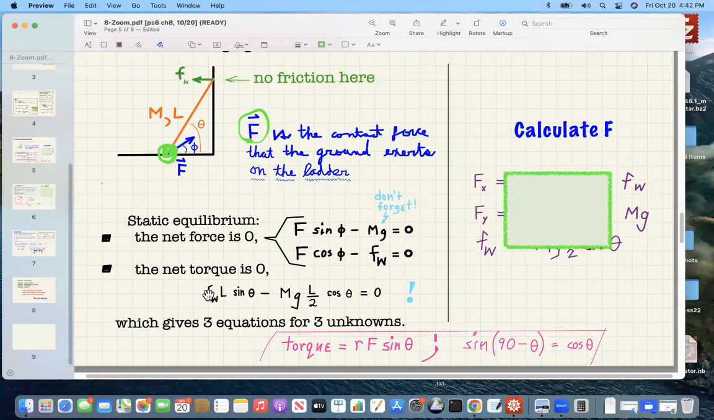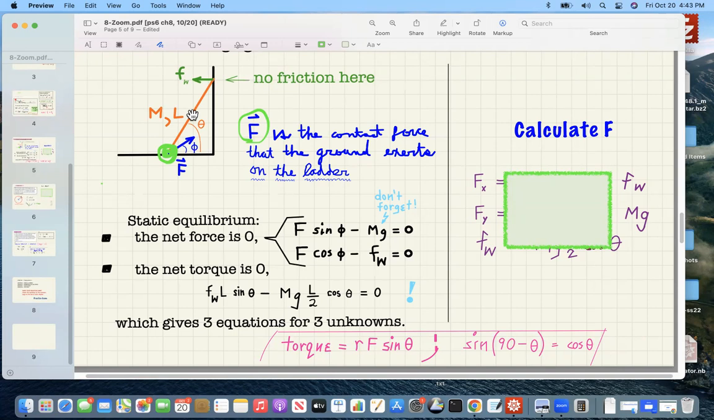So torque is usually a force times a length times the sine of an angle. Here we see it's the force, the length is L, and the sine of the angle. What angle is it? Well, it's this angle. It's a little tricky to figure out what the angle is. It's really the perpendicular distance from the axis to the line of force. This distance would be the sine of this angle, L sine theta.